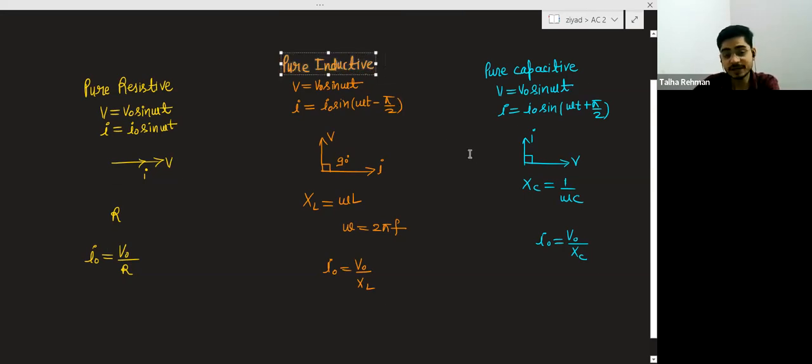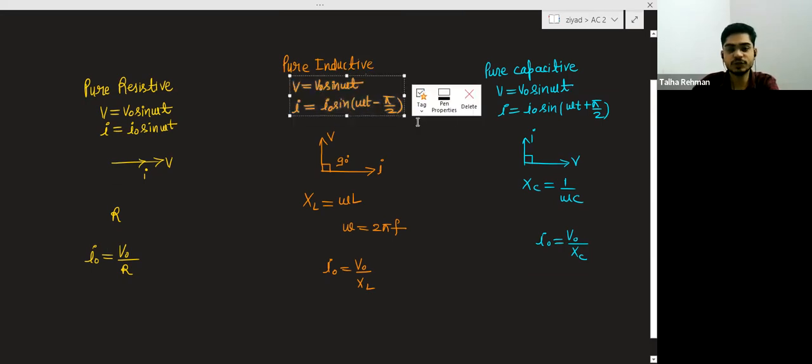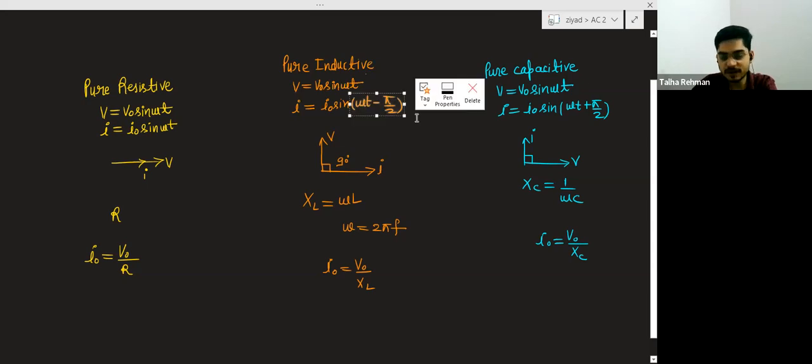Now, talking about the pure inductive circuit. Actually, we have already discussed all these things in detail in the last class. So we are just revising. So see the equation of the voltage and the current. The equation of the voltage is V is equal to V naught sine omega t. I is equal to I naught sine omega t minus pi by 2. So this is the phase of voltage, this is the phase of current.